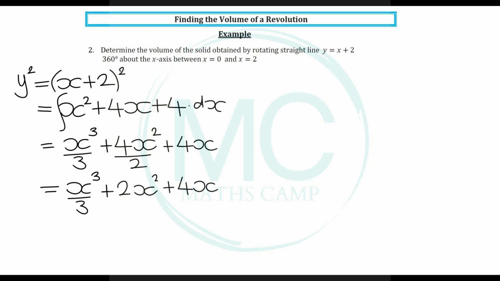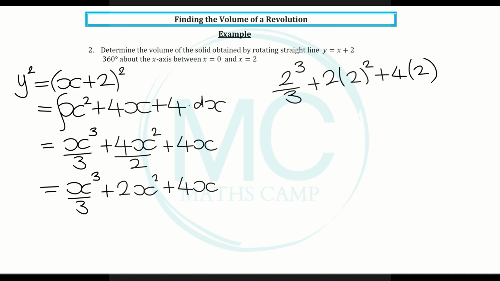Now we need to substitute 0 and 2 into our x values. But again, if we substitute 0 into x, all three of these terms will be equal to 0. So to find the volume, in this case, all we need to do is substitute 2 into our x values. And we're going to get 2 cubed over 3 plus 2 multiplied by 2 squared plus 4 multiplied by 2.